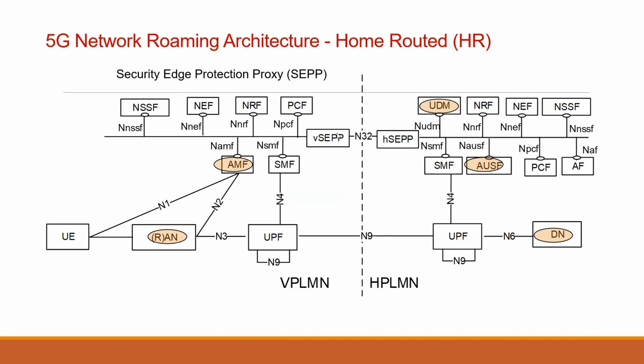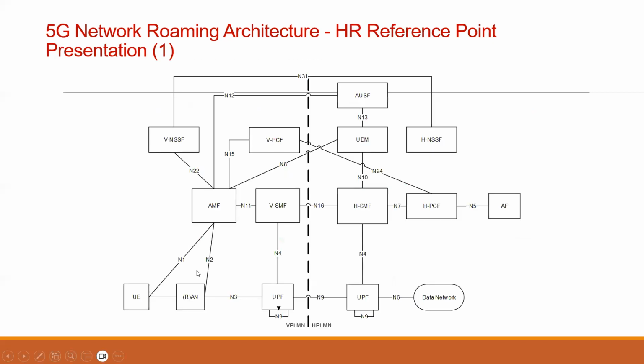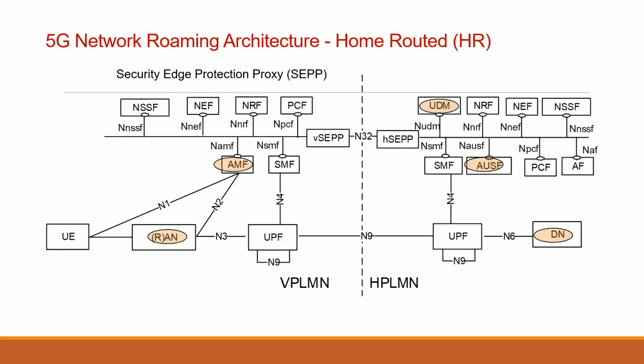The NE that is used to communicate between the visitor PLMN and the home PLMN is SEPP. It's Security Edge Protection Proxy. In 4G and earlier, we used to have the DRA for signaling communication. We used to have a border gateway. So here it's now called Security Edge Protection Proxy. And these are basically in the SBI form. The interfaces are mentioned in the SBI form.